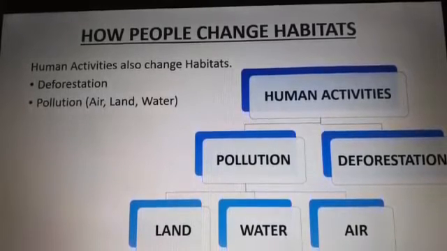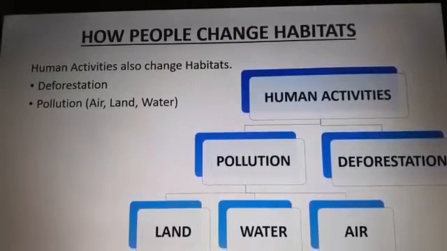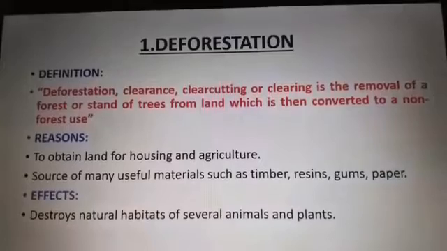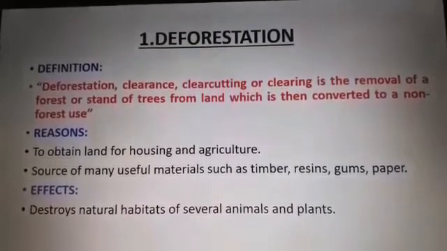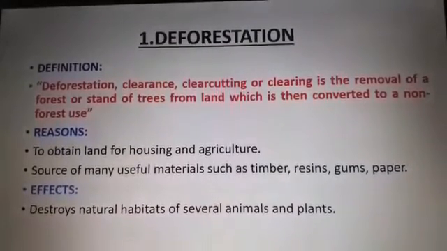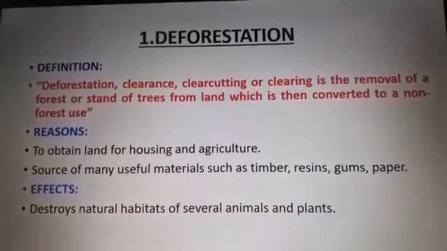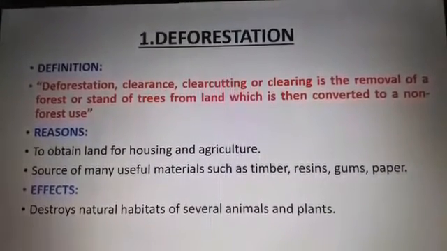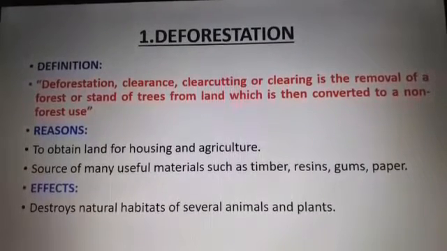In this flowchart, you can see the human activities: pollution, which is further divided into land pollution, water pollution, and air pollution. And the second aspect is deforestation. Deforestation is the destruction of forest as a result of human activities, or it is simply the clearance of land to get clear land.